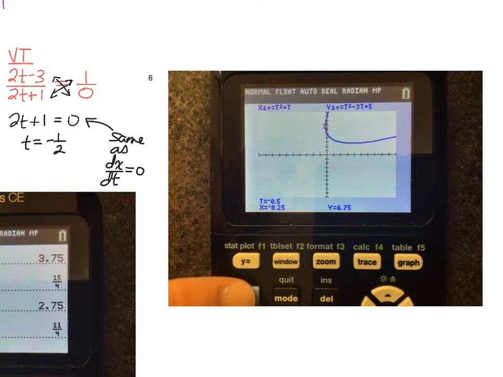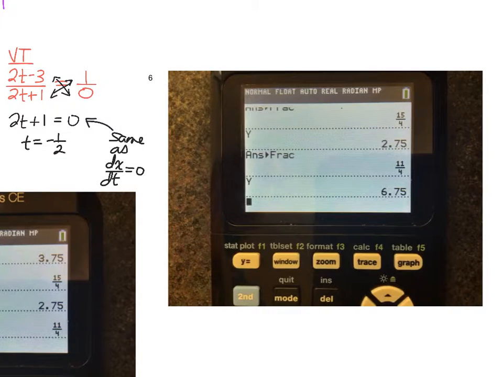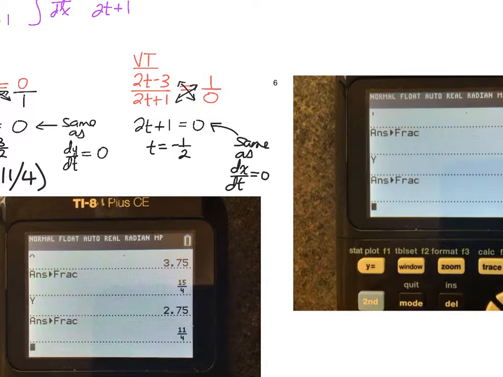All right, so quit. Second mode. Bring up the y. Hit enter. Math bracket. And I get 27/4. All right, so now I know that my vertical tangent is -1/4 and 27/4.